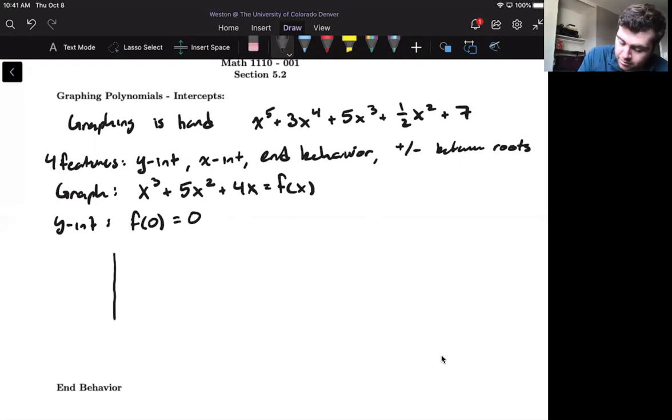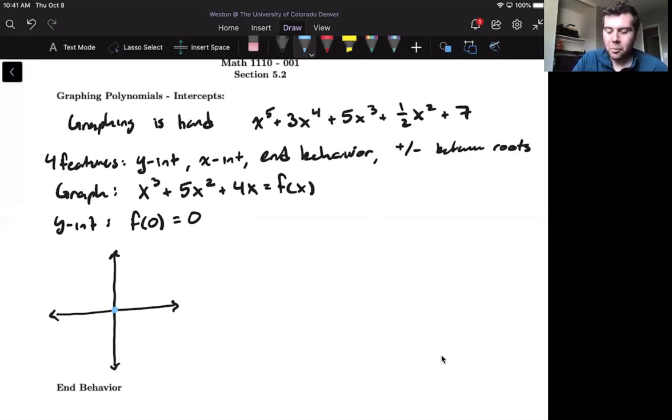So if we put a graph down here, we know that at 0, our y-intercept is 0. And then we have to figure out the x-intercepts, which take a little more work. And that's particularly why graphing something like x to the 5th plus 3x to the 4th and so on is tough, because we don't have a great way to figure out the intercepts. But for this function, we can handle it.